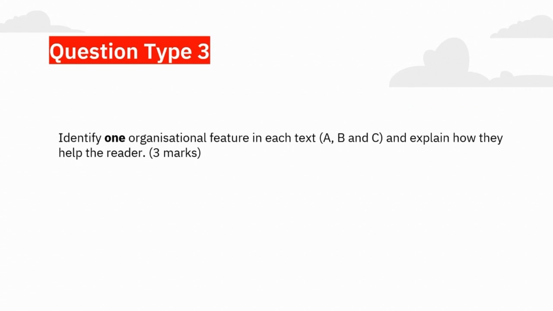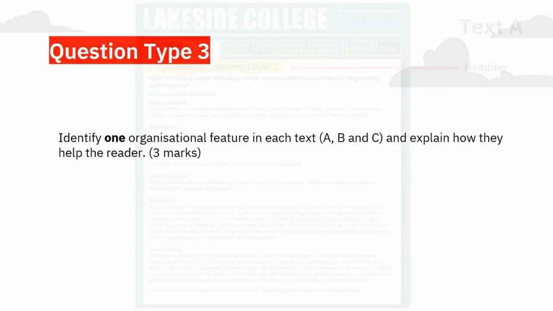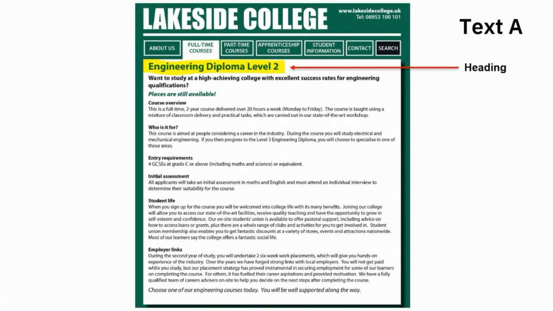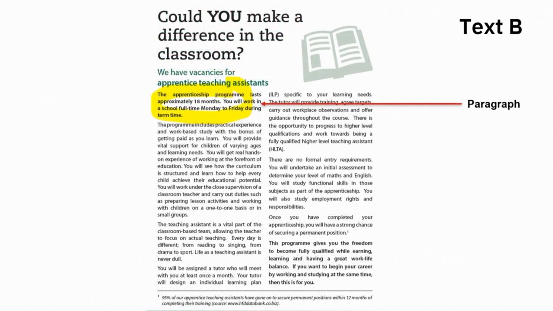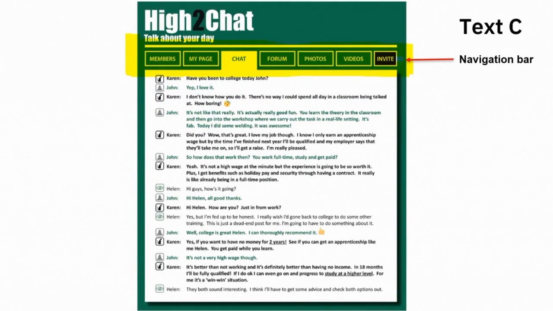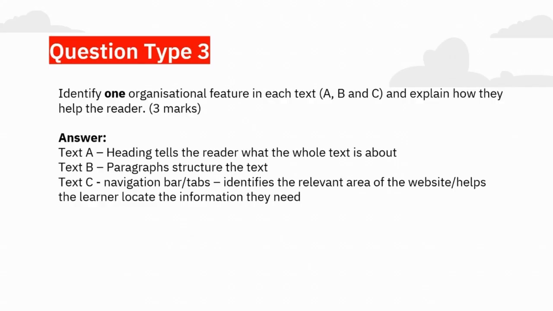Question type 3. Identify one organisational feature in each text, A, B and C, and explain how they help the reader, and you get 3 marks for this. Here is text A. I'm picking heading. From text B, I'm picking paragraph. And from text C, I'm picking navigation bar, which is also known as hyperlinks or links to other pages.